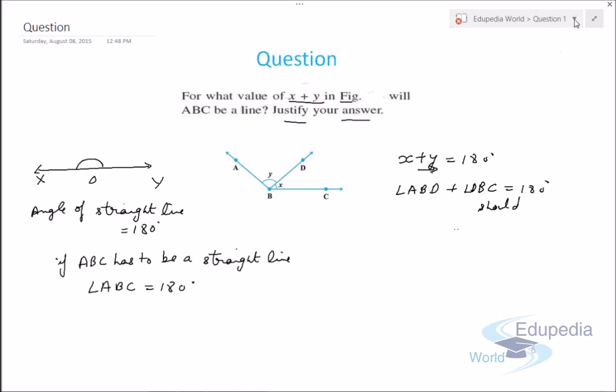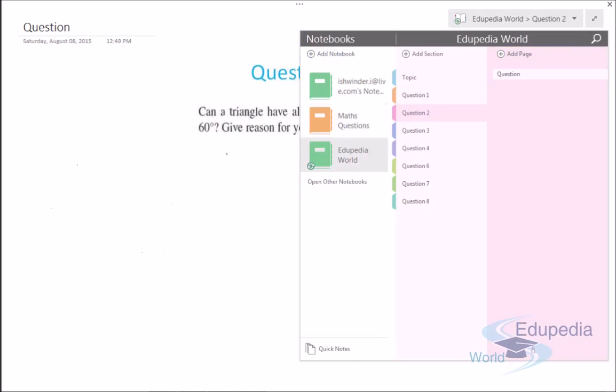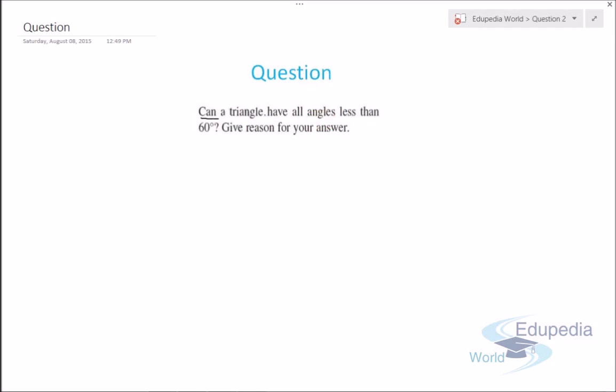So let's move on to the next question, question number 2, which is, can a triangle have all the angles less than 60 degree? We have to justify our answer. So let's draw the triangle first. Let a triangle be ABC. Now if this is an equilateral triangle, then each and every angle will be 60 degree, right? As we know that every angle of an equilateral triangle is equal, so each angle will be 60 degree.